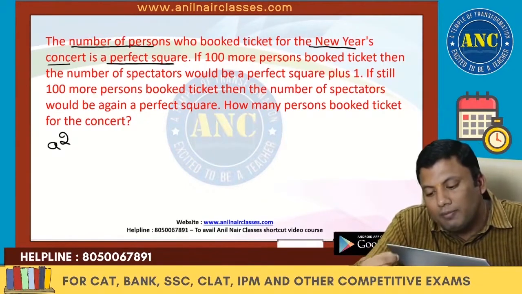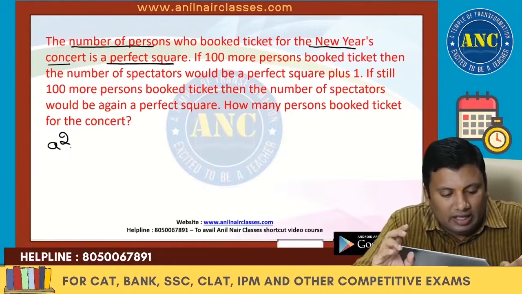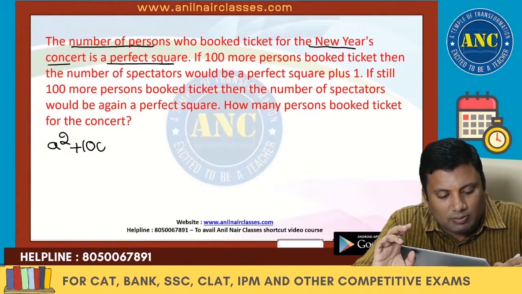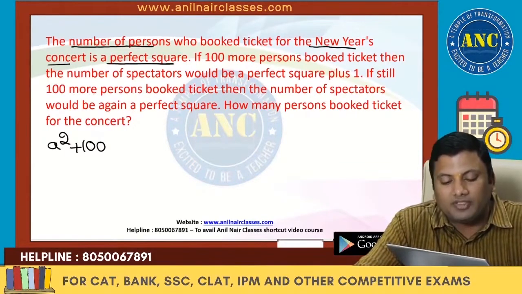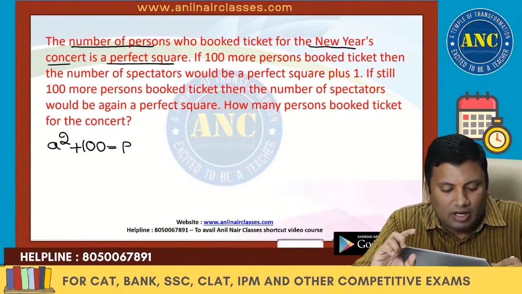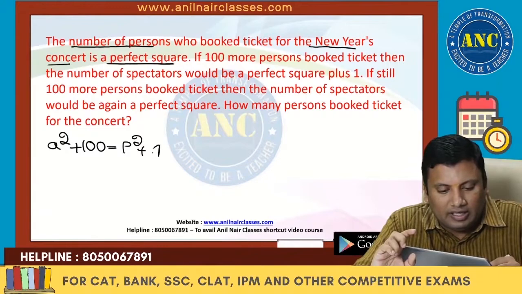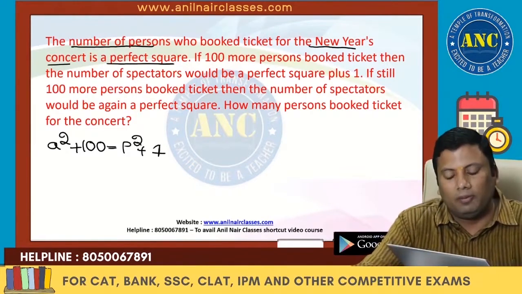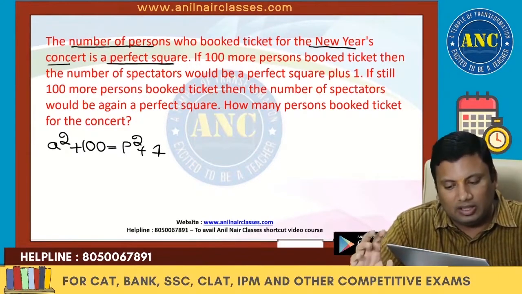If 100 more persons book a ticket, if the number of people increases by 100, then the number of spectators would be a perfect square plus 1. So if 100 more people are added, the audience count will be a perfect square plus 1. This is the first thing.